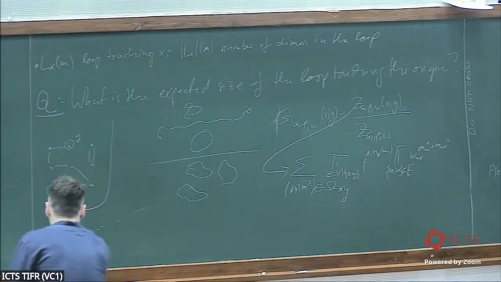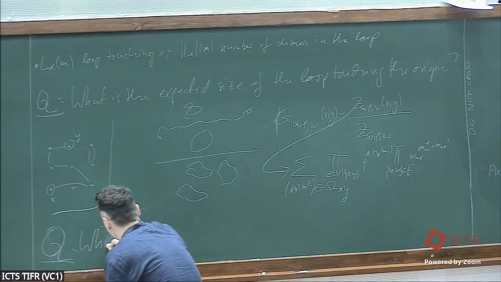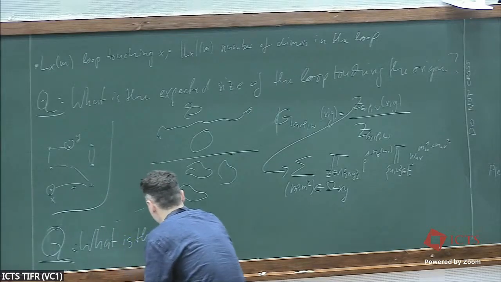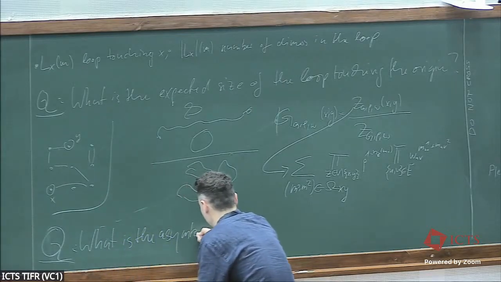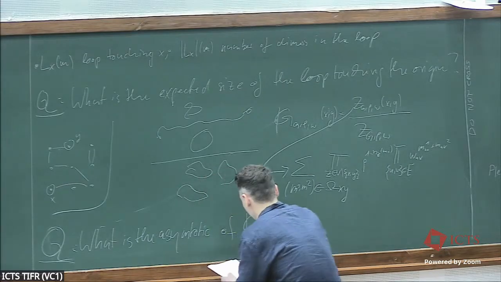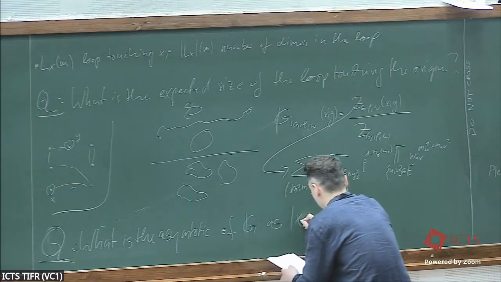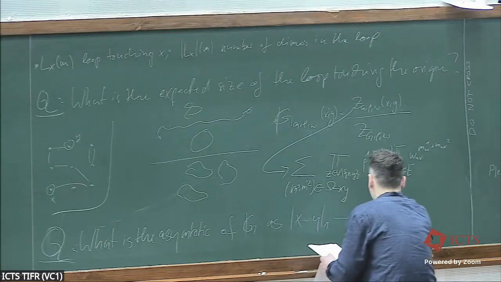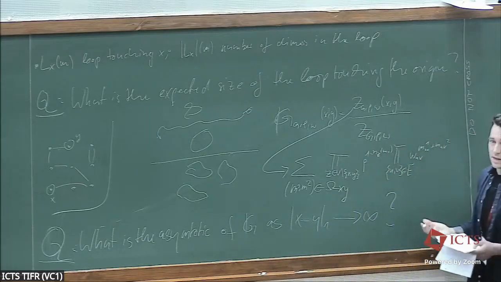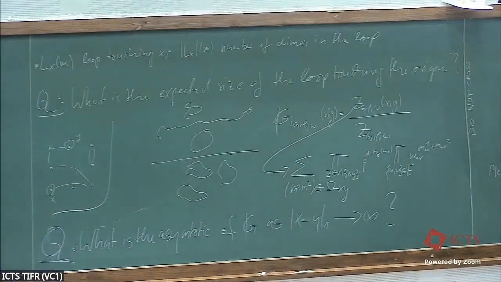So what we would be interested in is the question: what is the asymptotic of this two-point function G as x, y goes to infinity? Or is there an asymptotic? And before we tackle this question, I will speak a bit again about the dimer model.